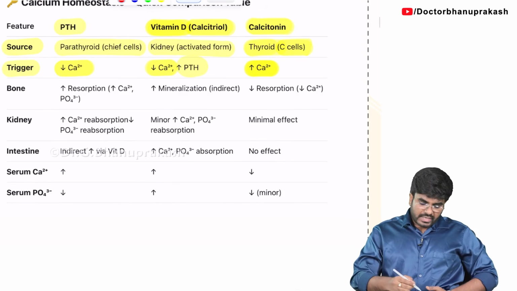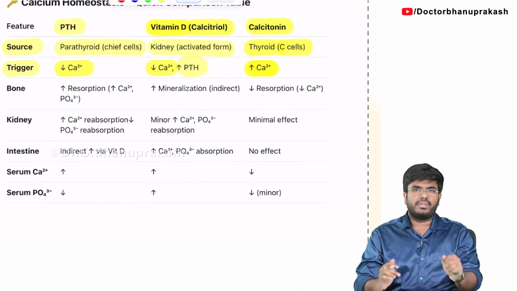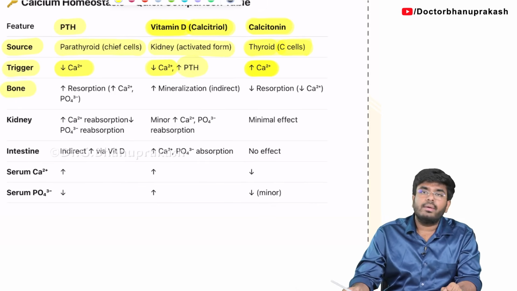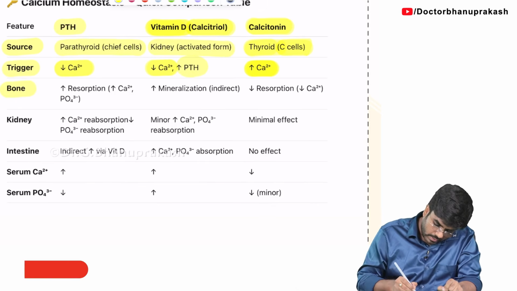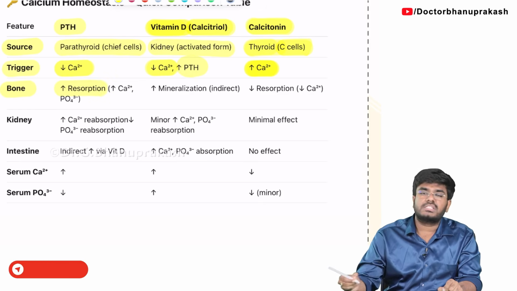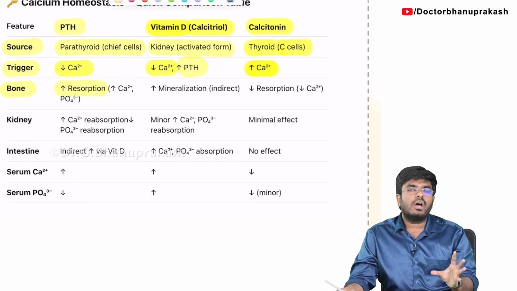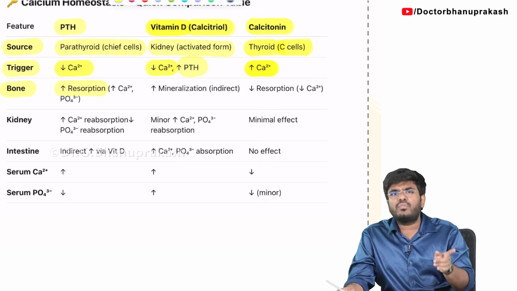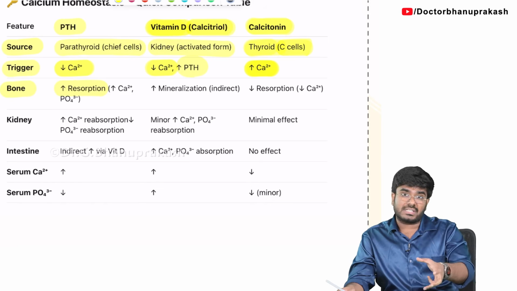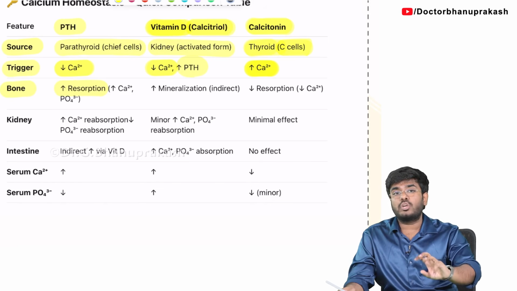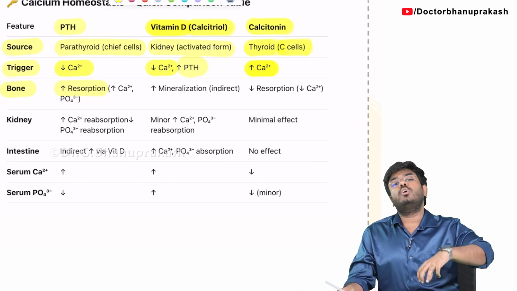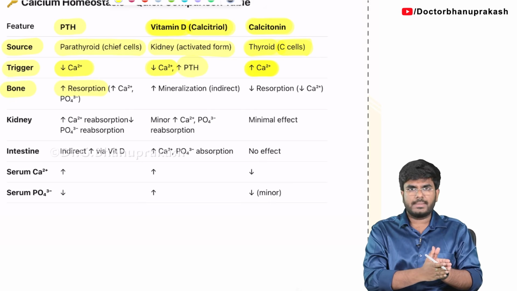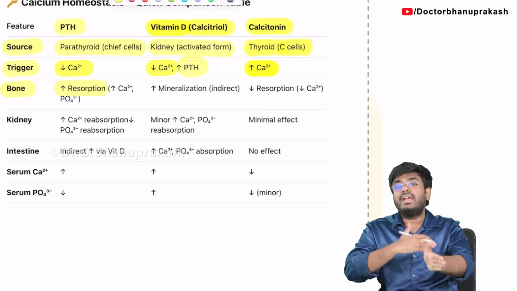Once parathyroid hormone is there, what is it doing on bones? Parathyroid hormone activates the osteoclast. To be very frank, first the parathyroid hormone activates the osteoblast. The osteoblast produces something called RANK ligand, and RANK ligand will go and activate the osteoclast. Again, first parathyroid hormone activates osteoblast, and this activated osteoblast will activate osteoclast.